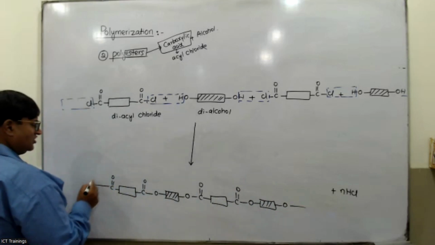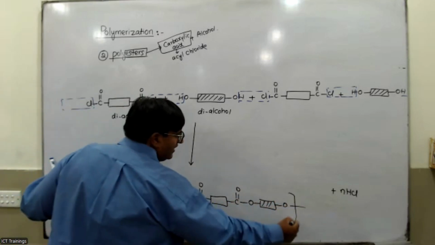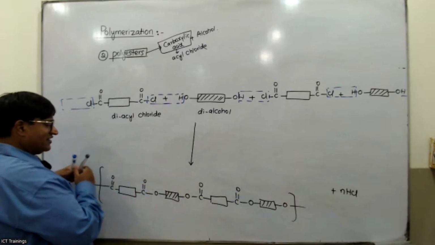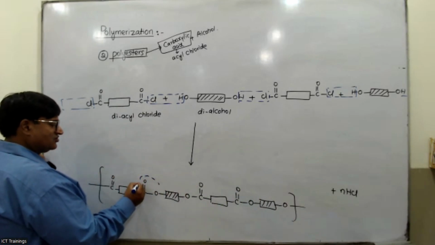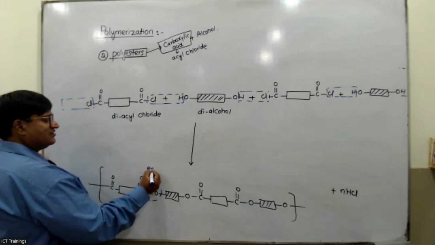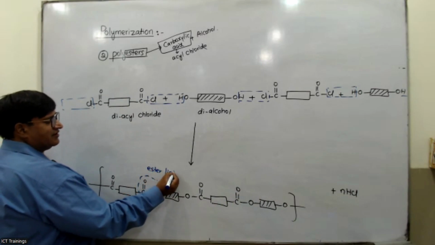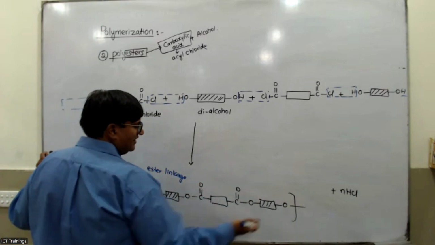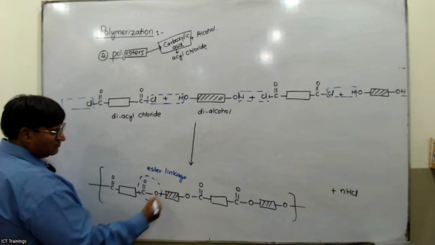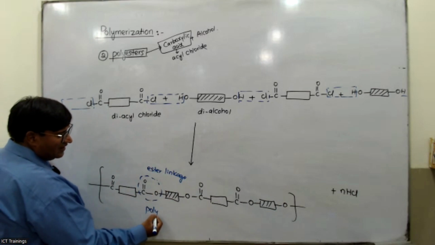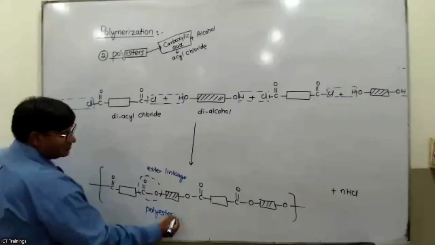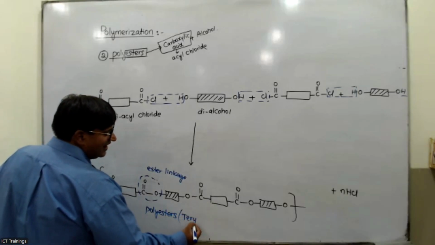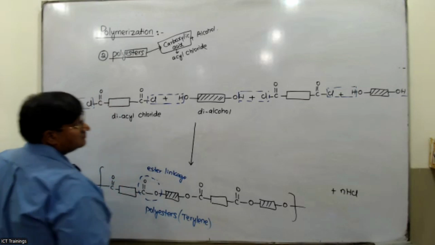This whole chain formed has the ester linkage again and again. This is the ester linkage, and it is going to repeat again and again. These types of molecules are called polyesters. One example of it is terylene.